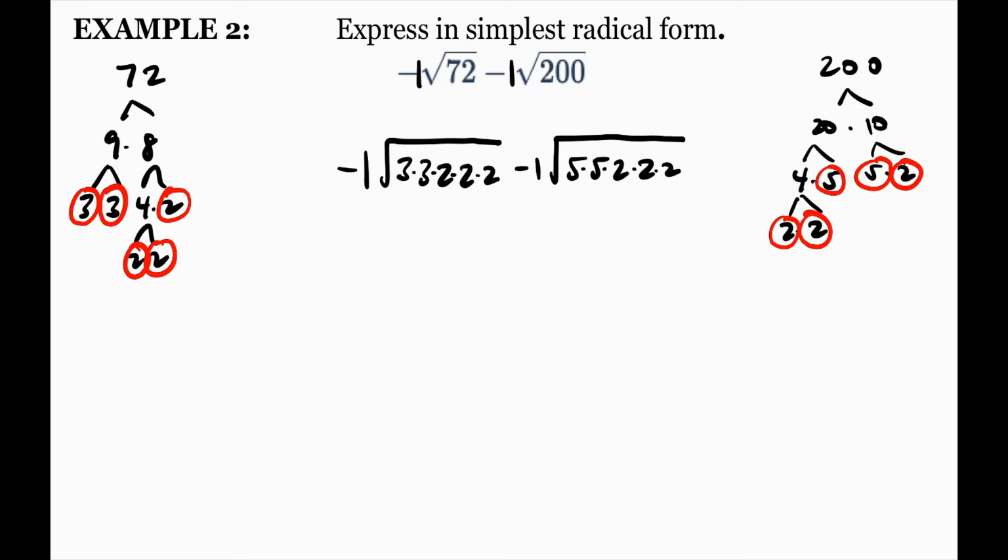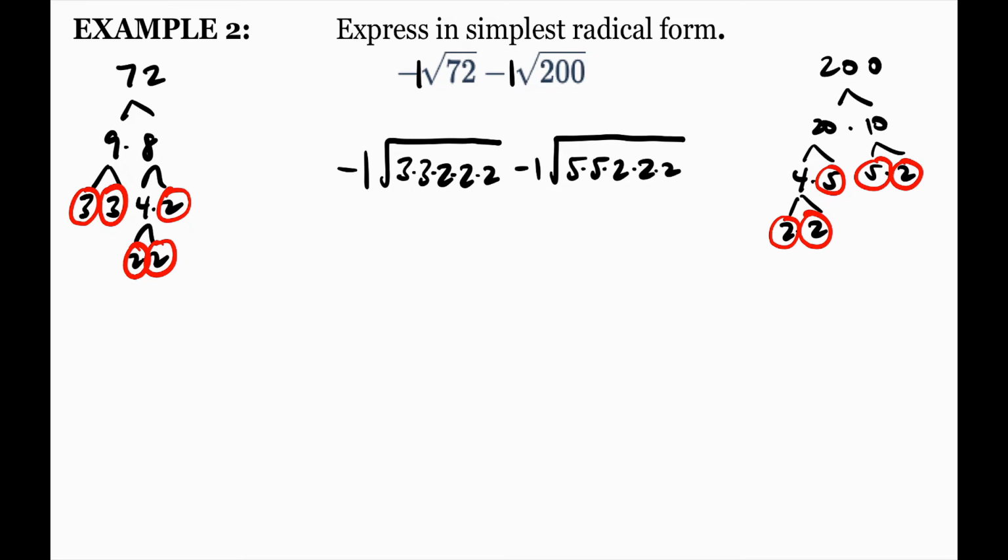So for 72, you get 3 times 3 times 2 times 2 times 2. 2 3s and 3 2s. All right. And then for 200, you get 5 times 5 times 2 times 2 times 2. You get 2 5s and 3 2s. Okay, so now we're looking for pairs.